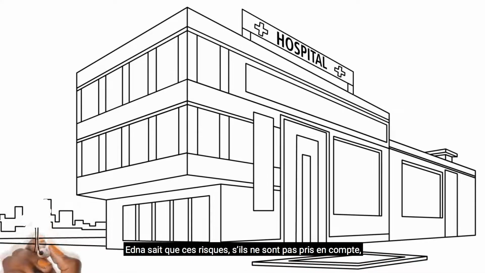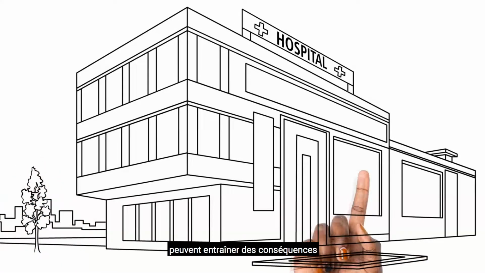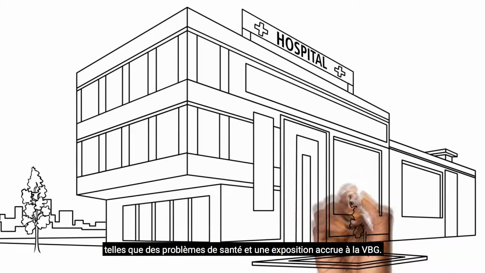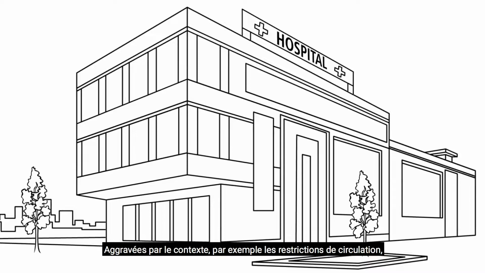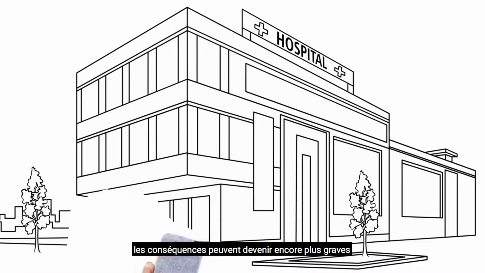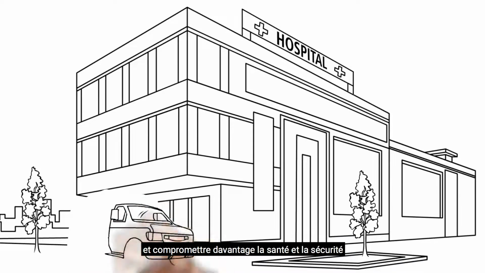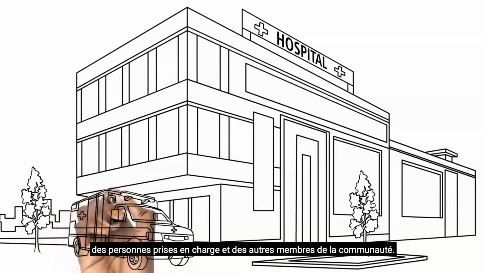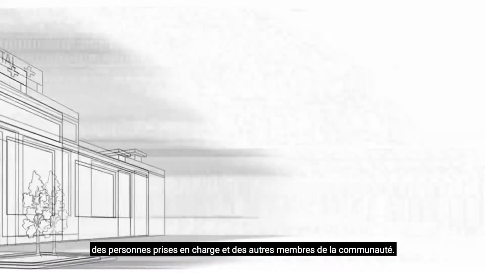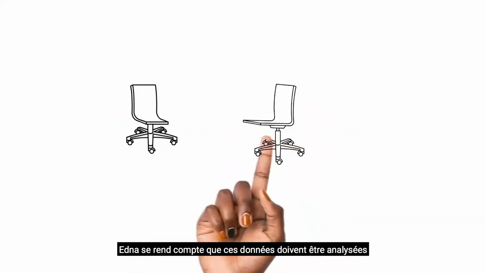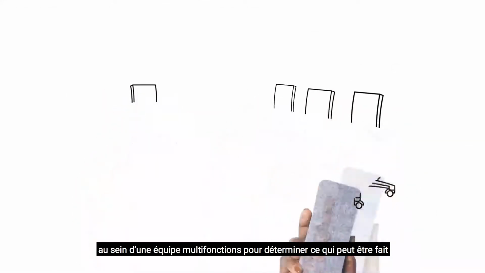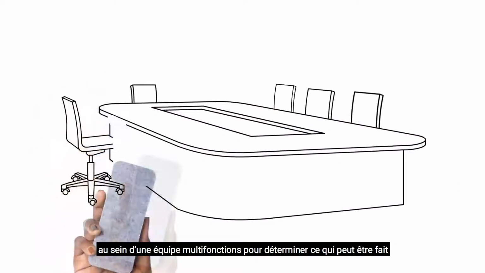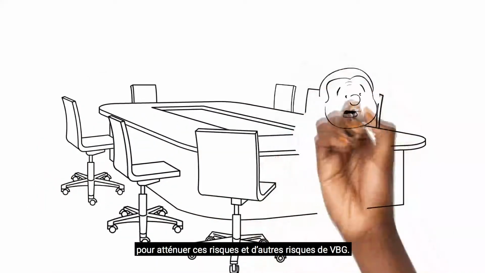Edna knows that these risks, if not addressed, can result in consequences such as health issues and increased exposure to GBV, compounded by the context, for example, movement restrictions. The consequences can become even more severe and further jeopardize the health and safety of persons of concern and others in the community. Edna realizes that this data should be analyzed within a multifunctional team to figure out what can be done to mitigate these and other GBV risks.